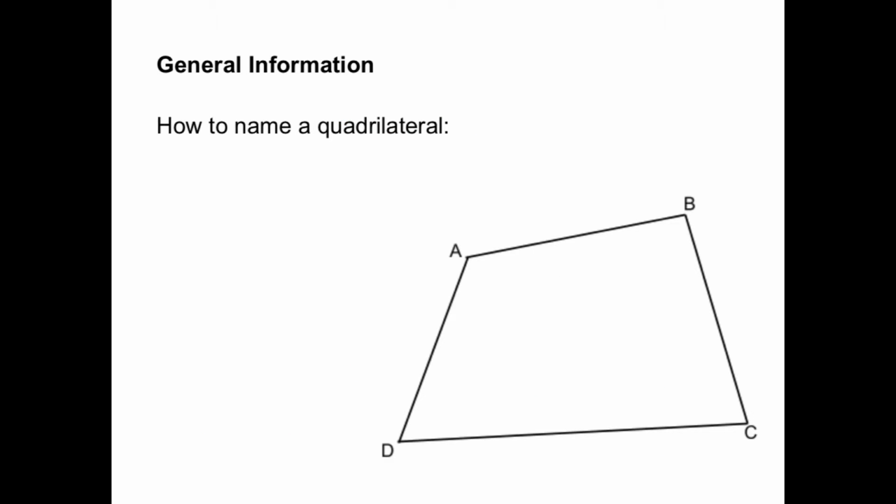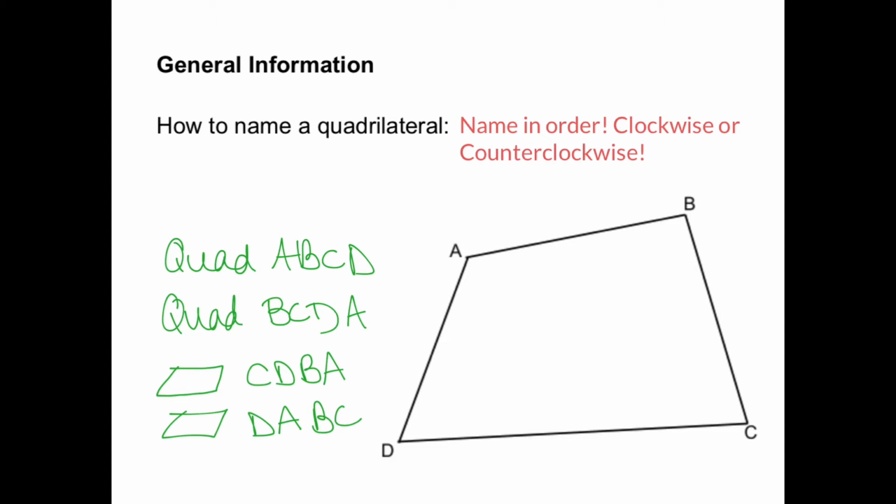When we name a quadrilateral, we name it in order, clockwise or counterclockwise. It does not matter which direction you go, and so there are always options. Now when we actually write the name, we may just use the word quad to represent quadrilateral. Notice that I started with A simply because of alphabetical order, A, B, C, D, so these are clockwise examples. I did it again with the word quad, starting at B this time, B, C, D, A.